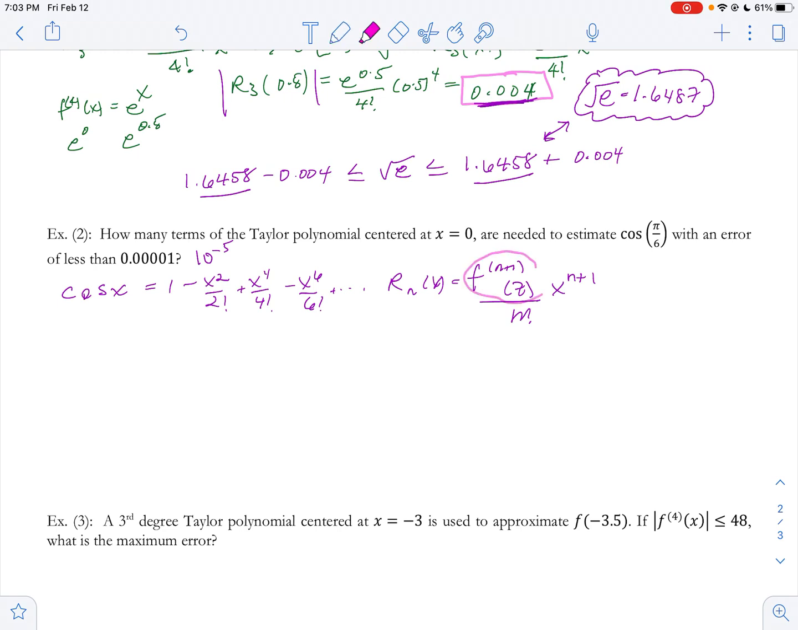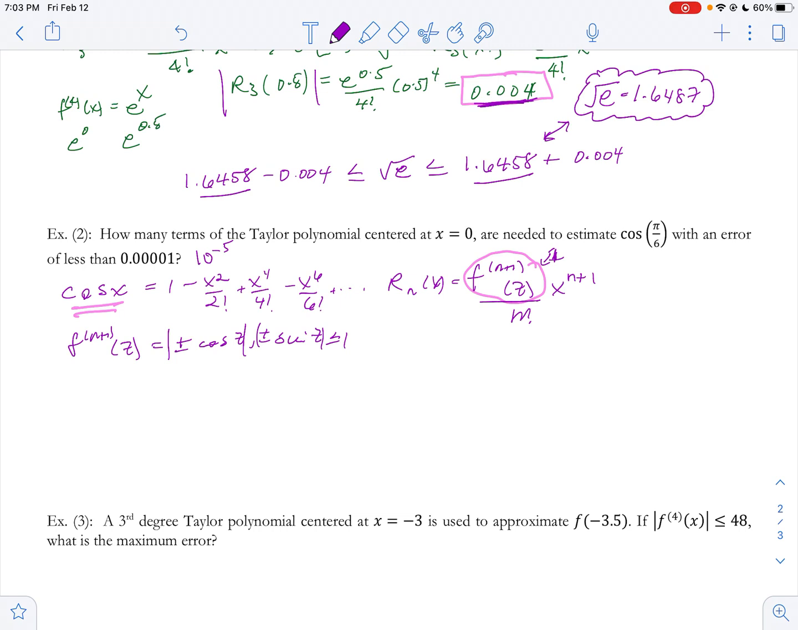Remember above, it says anytime there's cosine or sine, you want to go ahead and take the absolute value, because the n plus 1th derivative at z is going to be either plus or minus the cosine of z, or plus or minus the sine of z. Either way, if I take the absolute value of those, both of them are going to be less than or equal to 1. And so anytime you have sine or cosine, you want to use 1 as your M value. So you're going to use 1 here.